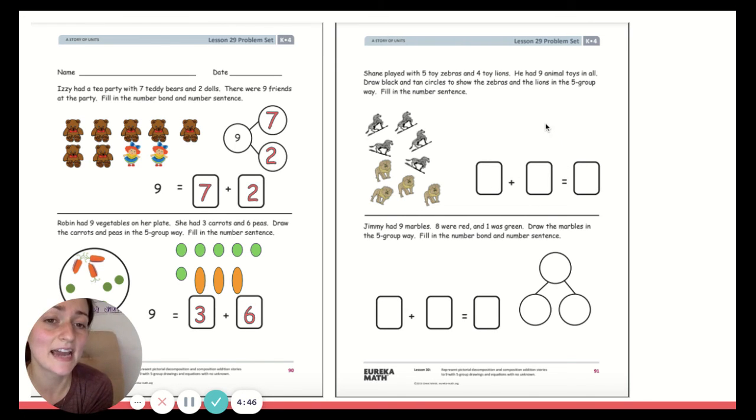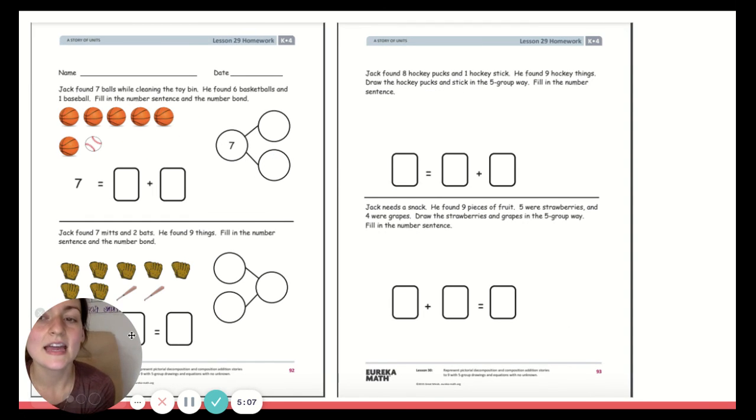When you finished writing this down, you can go ahead and listen to this last problem. It says, Jimmy had 9 marbles. 8 were red, 1 was green. Draw the marbles in the 5 group way and fill in the number sentence and number bond. Well, we know they still have 9 altogether, but this time the groups are 8 and 1, so you can fill that out accordingly. If you have time, I really want you to go ahead and try to do this homework. It's going to be the exact same way. In order to do this homework, you will need a grown-up to help you read the problems if you can't read it on your own.